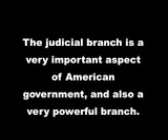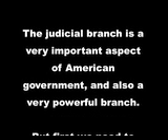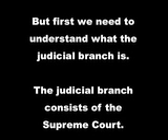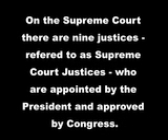The judicial branch is a very important aspect of American government, and also a very powerful branch. But first we need to understand what the judicial branch is. The judicial branch consists of the Supreme Court. On the Supreme Court, there are 9 justices, referred to as Supreme Court justices, who are appointed by a president and approved by Congress. A president can appoint anyone to be a Supreme Court justice. They do not need to have a background as being a judge in the past.